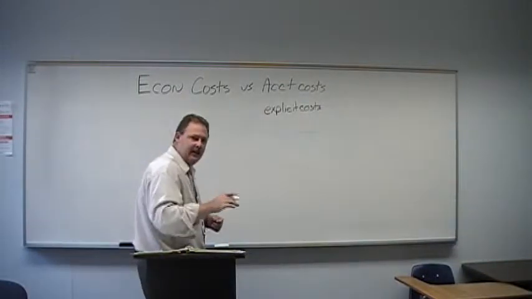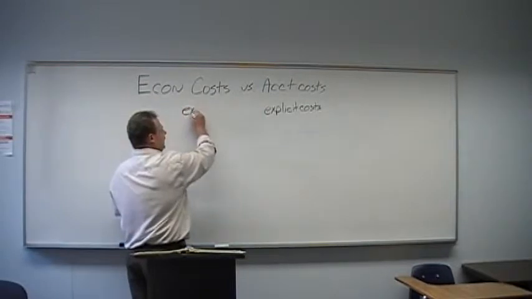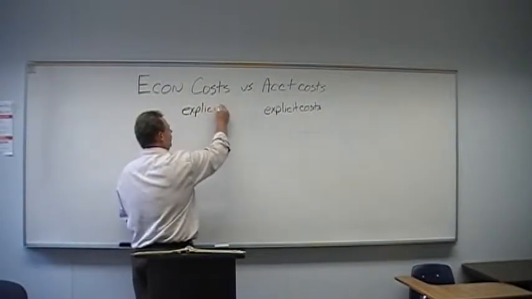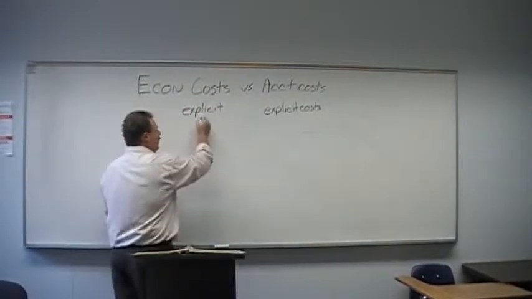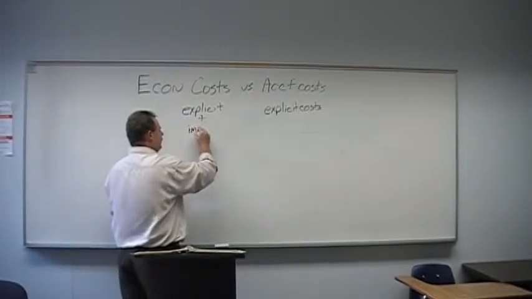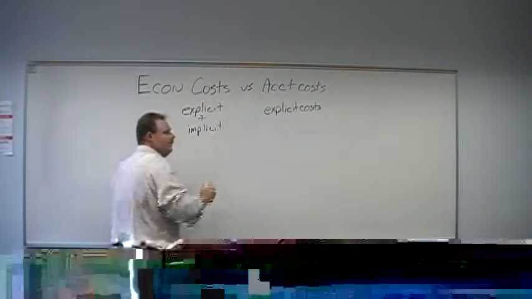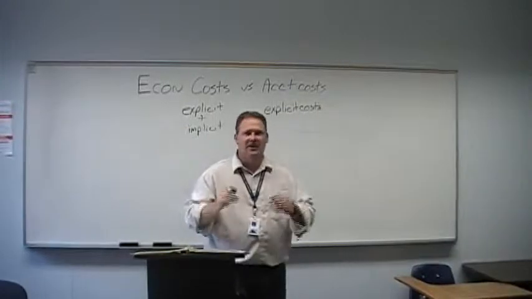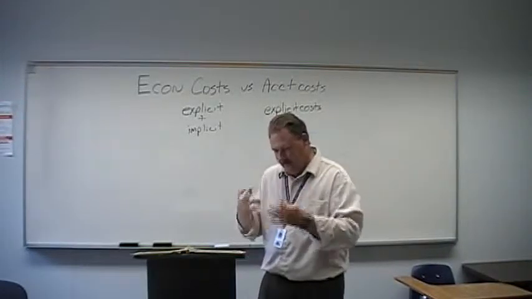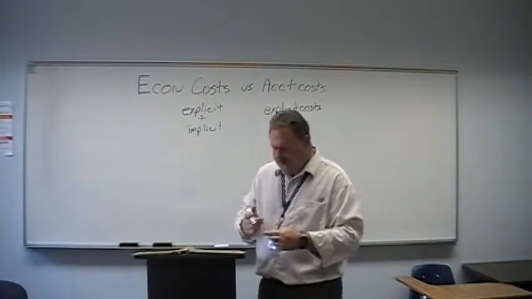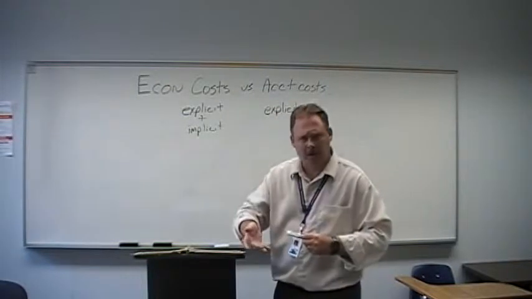Economists will look at it in another way. They will use the explicit, but they also use what we call implicit, which is any factor of production that was not paid in an explicit wage. Things like time of the owner.